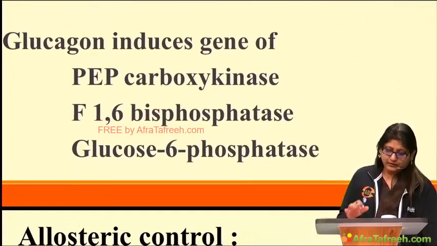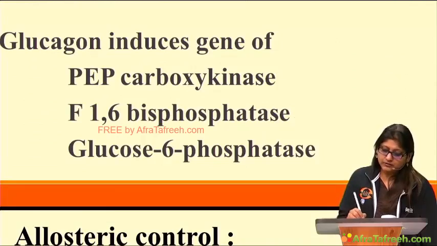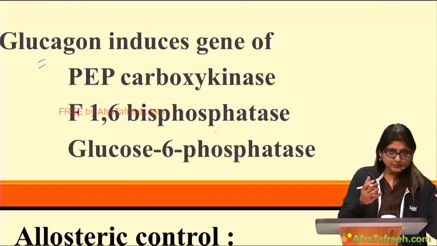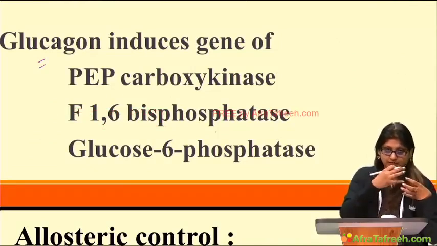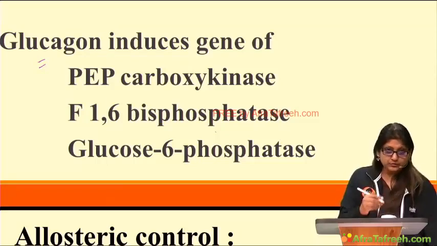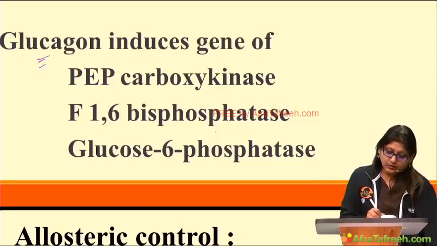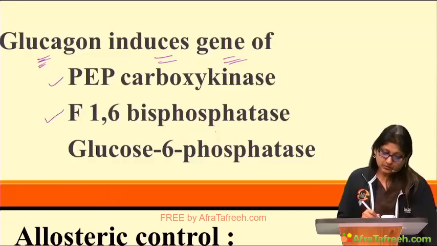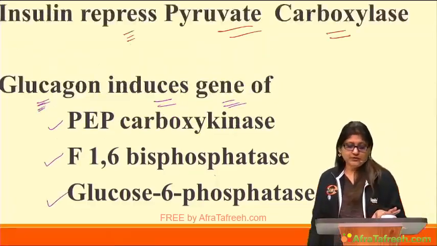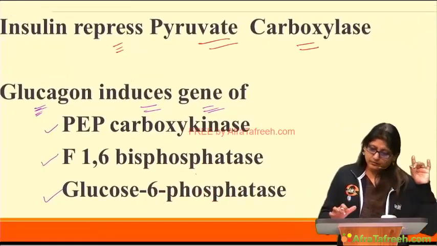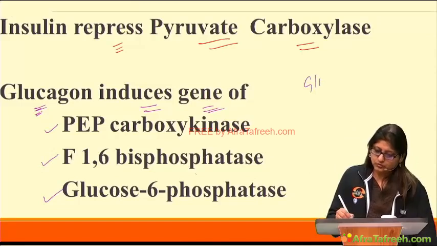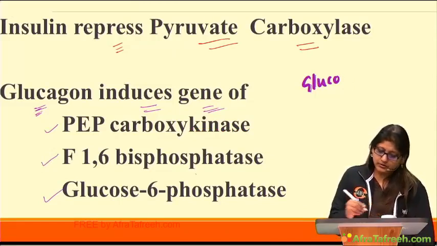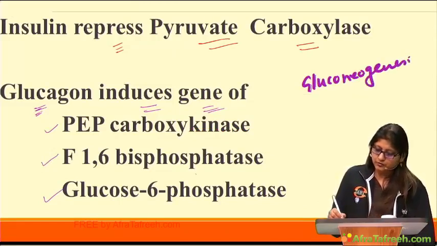And on the other hand, you know logically, what glucagon is doing? Glucagon is a hypoglycemic hormone. So during hypoglycemia, your glucagon will be secreted from the alpha cells of the pancreas, and that is going to increase the gluconeogenesis. So glucagon is going to induce the gene of PEP carboxykinase, fructose 1,6-bisphosphatase, glucose 6-phosphatase. So this is a beautiful story of insulin and glucagon regulating the process of gluconeogenesis, the hormonal control of gluconeogenesis, I have told you.